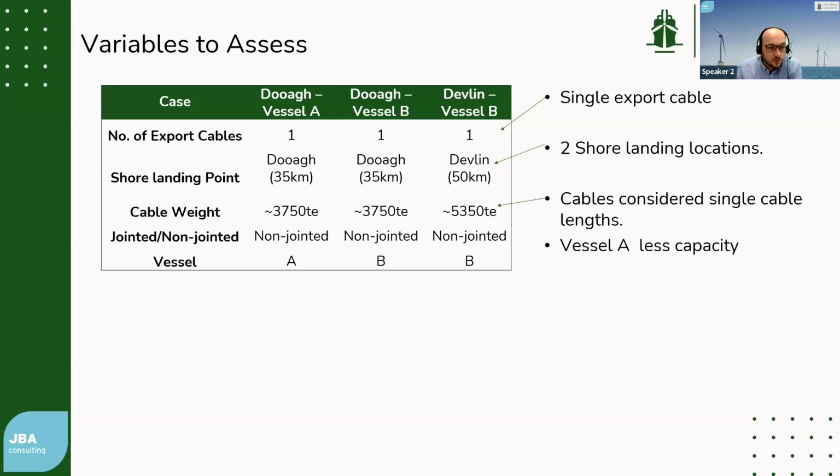And as a result, this means that vessel A doesn't have the capacity to be able to install the longer export cable at the Devlin shore landing all the way to the OSP in a single length. Therefore, we haven't considered vessel A at Devlin at the current time.